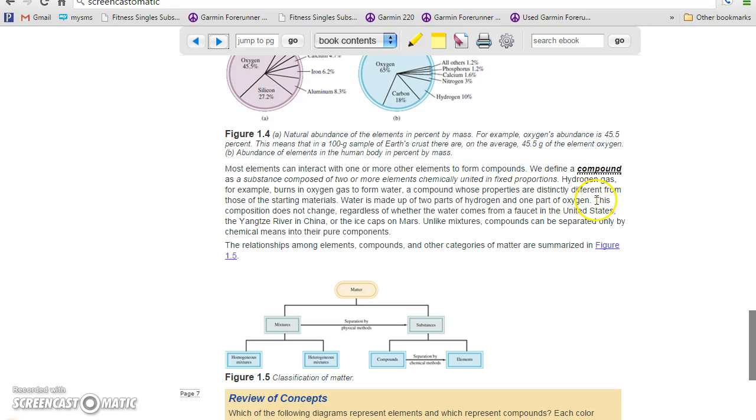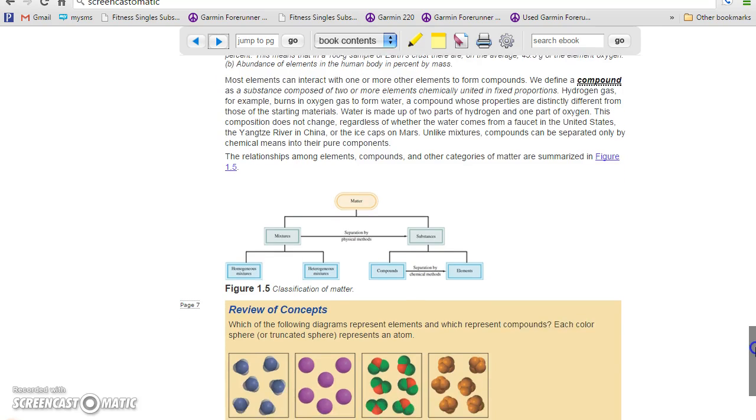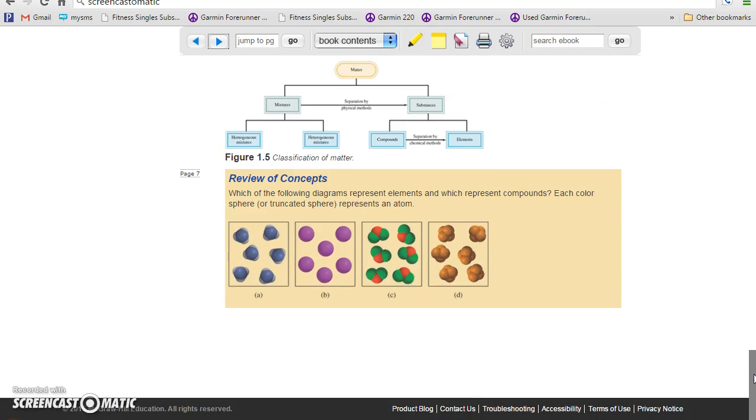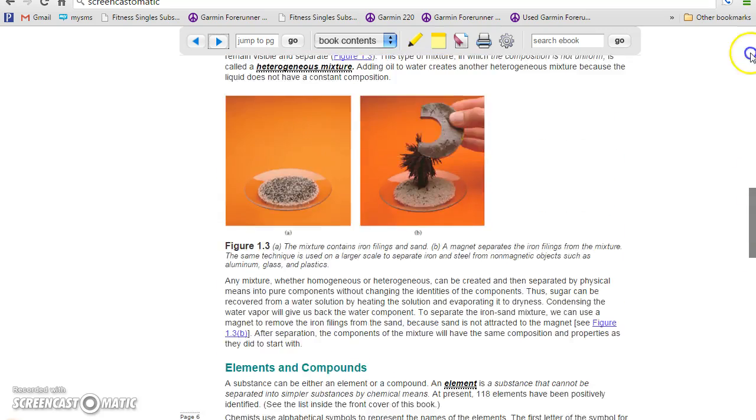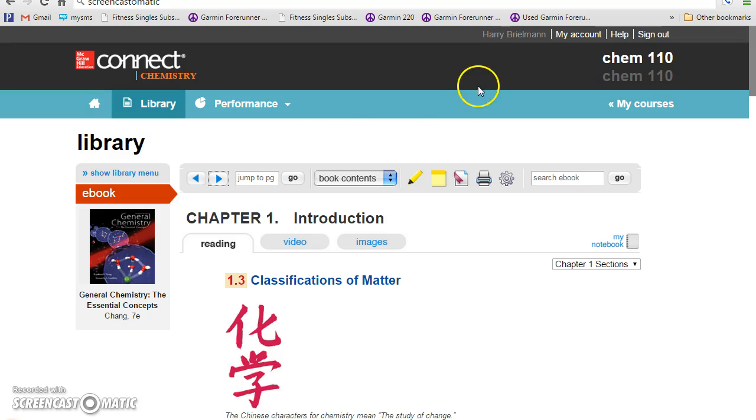Water is made up of 2 parts of hydrogen and 1 part oxygen. That is true if you're evaluating by counting atoms. This composition does not change, regardless of whether the water comes from a faucet in the United States or the Yangtze River in China, or the ice caps on Mars. Whoa. Unlike mixtures, compounds can be separated only by chemical means into their pure components. Nice. The relationships among elements, compounds, and other categories are summarized. But if you just ask somebody, is silver a molecule or an element, they'd say element. It's not that hard to do. This concludes the discussion on classifications of matter.